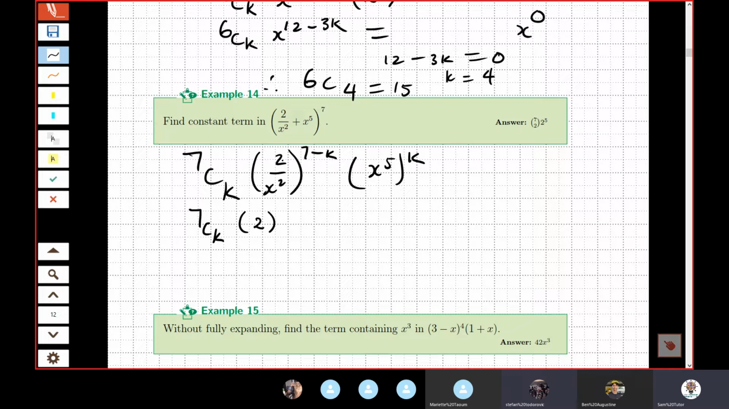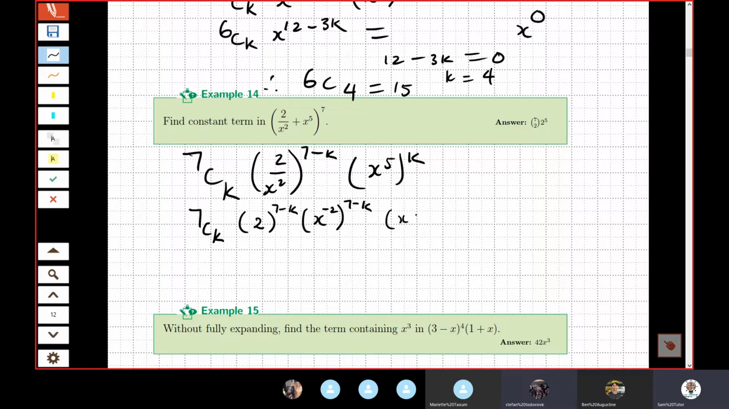2 to the power of 7 minus k, there we go. And then x to the power of, sorry? Negative 2, yep, negative 2, and then 7 minus k still. See? And you know why I like it like this? Because now you can see this is part of your coefficient, whereas this is part of your x's.